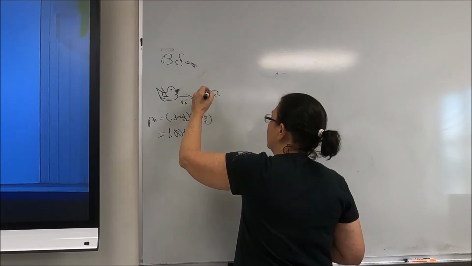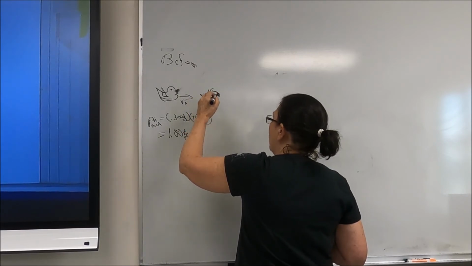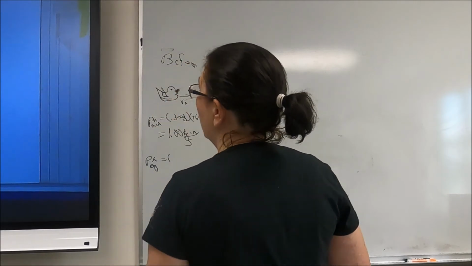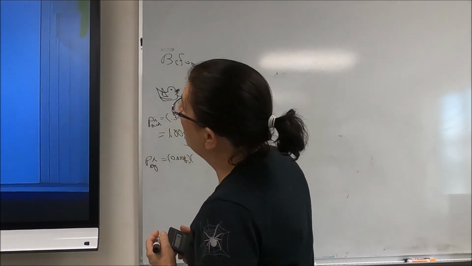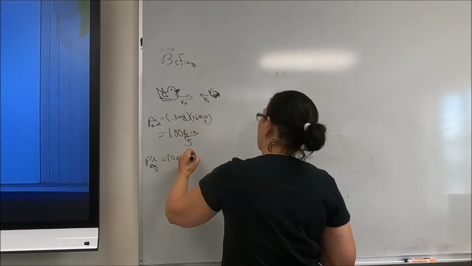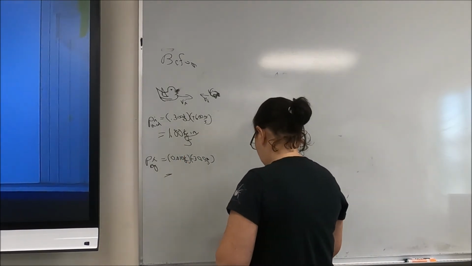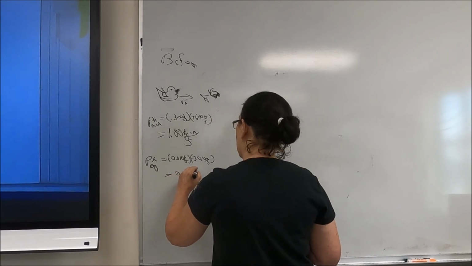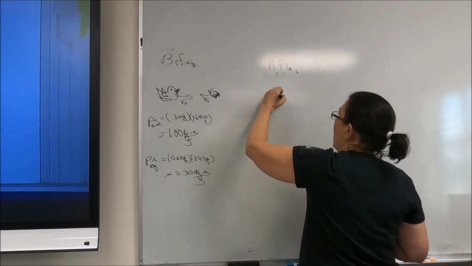And here's my bug. He's flying in this direction. Momentum initially for the bug is going to be its mass, which is 10 grams, so 0.010 kilograms, times its speed, which is 30 meters per second, but he's flying in the opposite direction, so that's going to be negative. So 30 times 0.01 gives me 0.300 kilogram meters per second. In the after, I have a very happy bird.